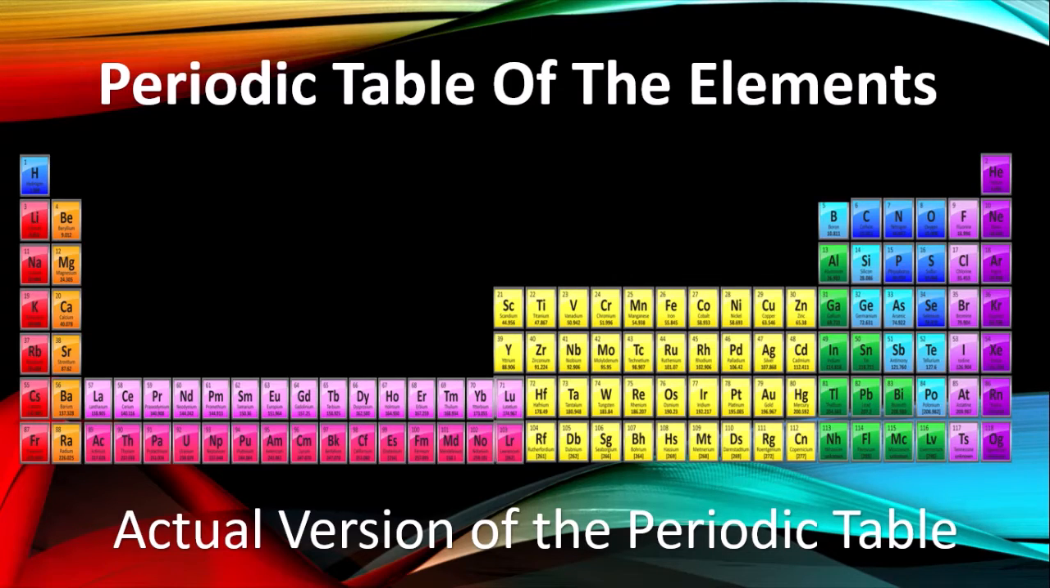Each row has a number of elements. There are 2 elements in the first row, 8 in the second, 8 in the third, 18 in the fourth, 18 in the fifth, 32 in the sixth, and 32 in the seventh. If we add all the elements, we get 118 elements in total. That means there are 118 elements in the periodic table.